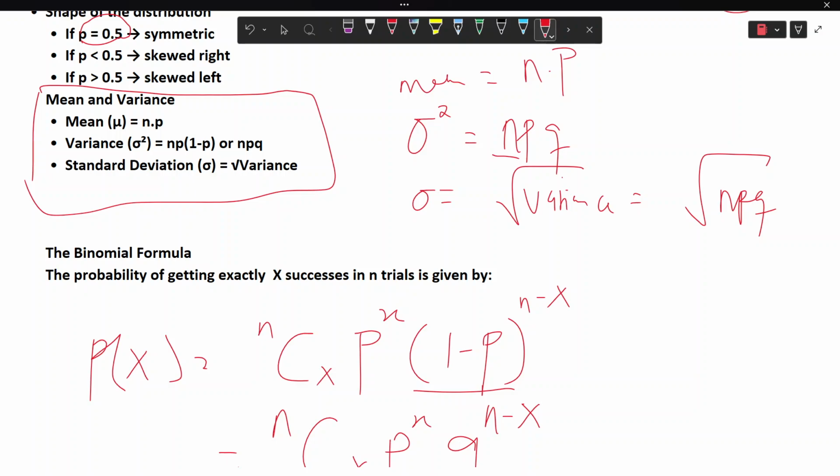So let's take for instance, we have probability of success, that's p, to be 0.2, and you have your n to be 10. How do you find the mean? The mean is given by n, that's 10, times 0.2.